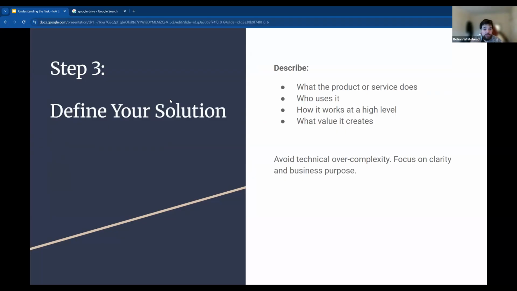Thirdly, you're going to be wanting to define your solution very clearly, and this is a big stumbling block for a lot of student submissions. They have an idea of their product, but they're not defining what the product is in a clear sense and defining the problems that it solves. So you really need to make sure you're describing what the product or service does, who would use it, what's the target demographic or target clientele, and how the system would work or the product would work at a high level. This all combines into the value that your product is creating, and there's potential costs and trade-offs for that value to be tangible. You want to avoid over complexity. You want to focus on the clarity and business purpose of your pitch.